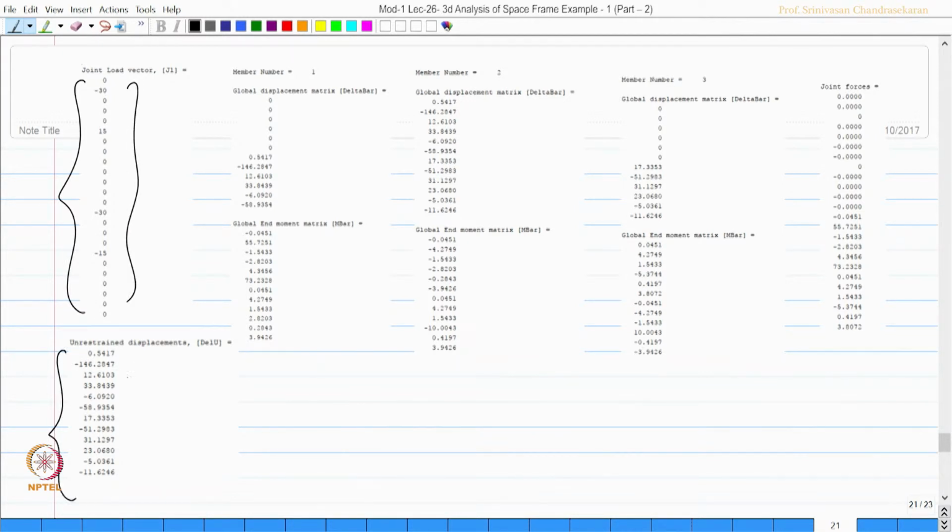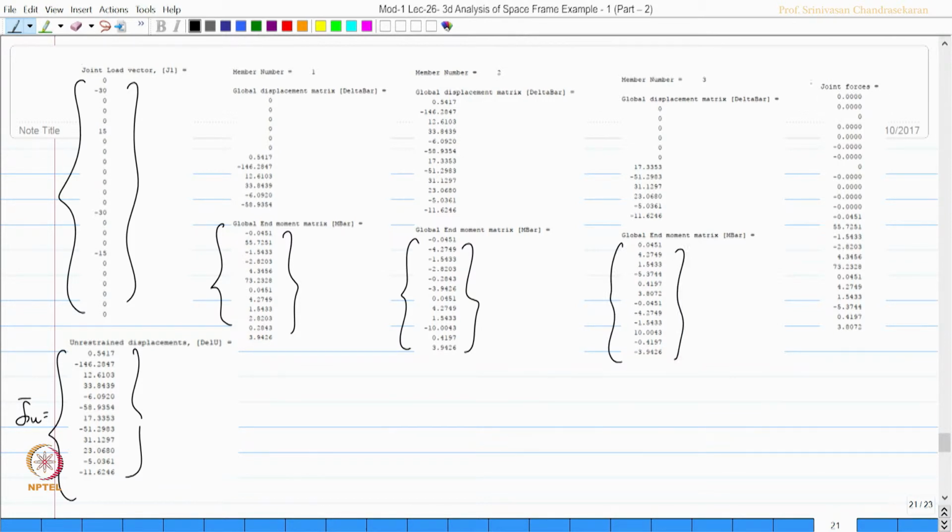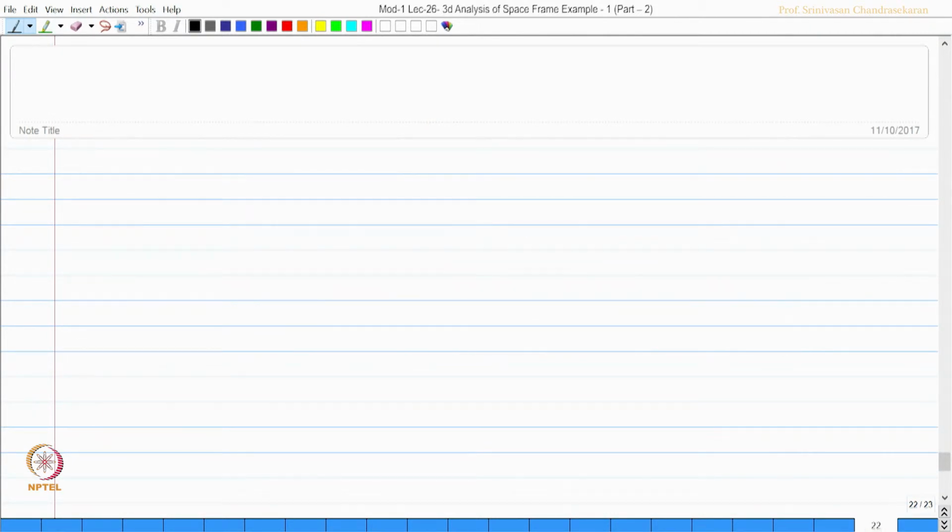I get my delta u bar as this value. Then I substitute, run the program, get the global values of member 1, member 2, member 3 and the end reactions in the entire structure by assembling these 3, which I want to plot and show you. So, let us do it member wise.